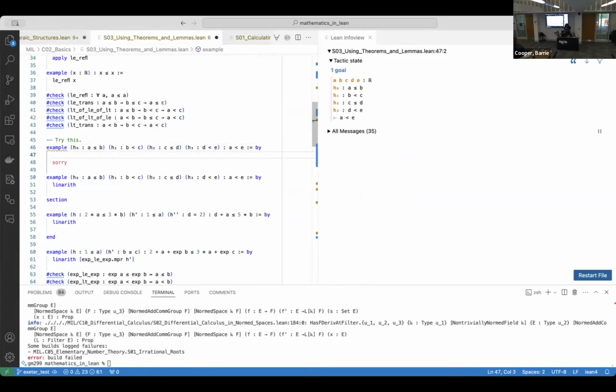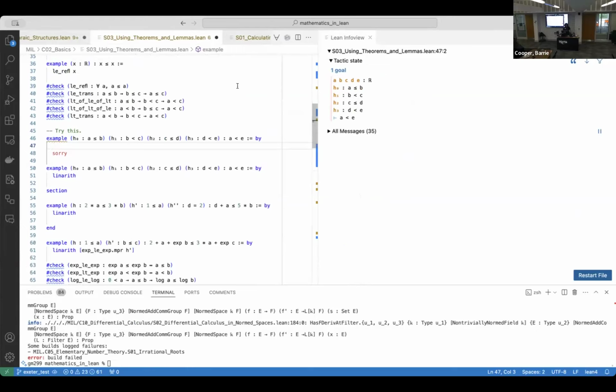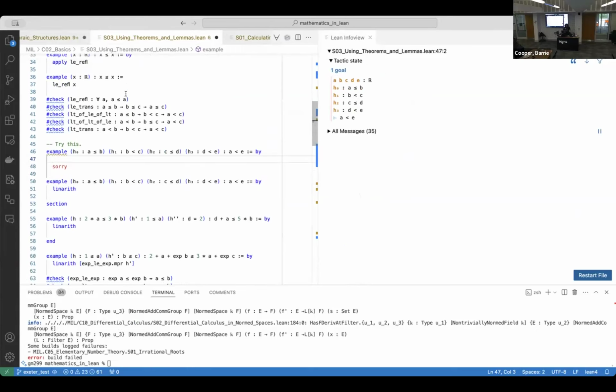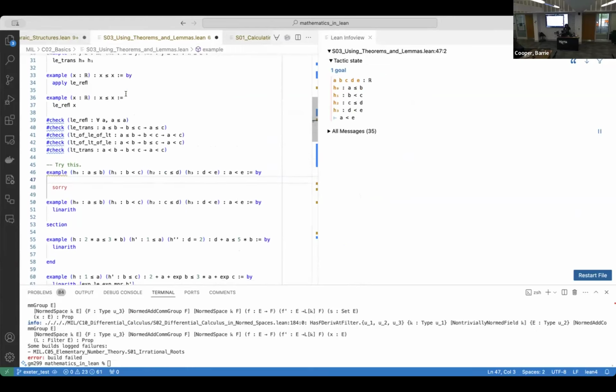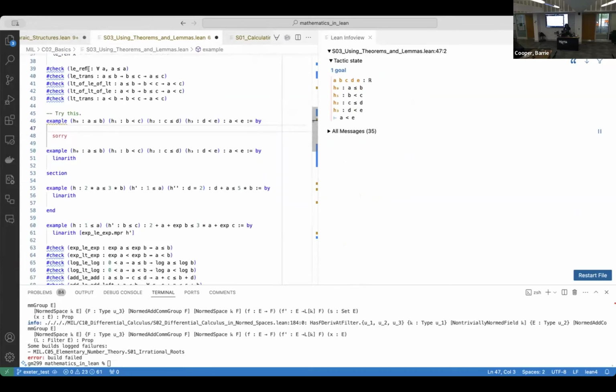So we're gonna learn a new tactic, which is called apply. Well, is that what we're meant to learn? Yeah, I think it is. We're meant to learn apply here. So we have these results concerning inequalities. This one just says that less than or equal to is reflexive. This one says it's transitive. We've got a few other things.